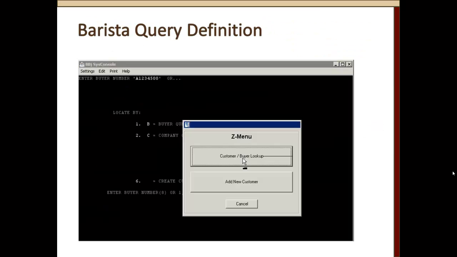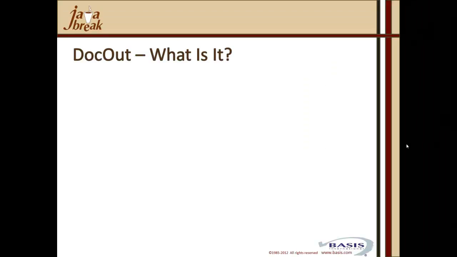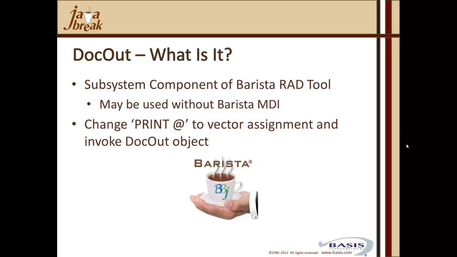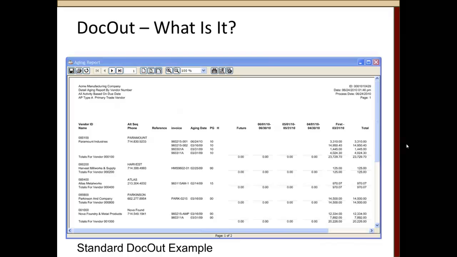Next, we'll recap the use of another Barista component within our BBx coding. This example is all about the DarkArt object, and firstly we'll touch on what the DarkArt object is. DarkArt is really a subsystem component of the Barista Rapid Application Development Tool, but it can be used without the Barista MDI. So you can change all your print at statements to vector assignment and invoke the DarkArt object. So you're essentially taking advantage of the document output subsystem that ships with Barista without the overhead of the Barista interface. This is what the output looks like when we invoke DarkArt.